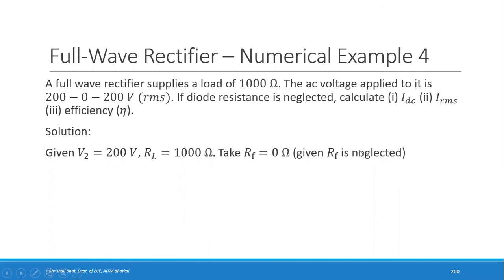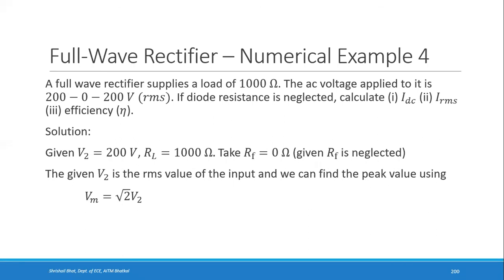So V2, whatever value it is given, it is RMS value. Even if it is not given, you have to take that it is RMS value and find the peak value by using root 2 into V2. Root 2 into V2 is root 2 into 200, same thing, that is 282.84. Since it is 200 again, at the same value of Vm like in previous problem, that is 282.84.